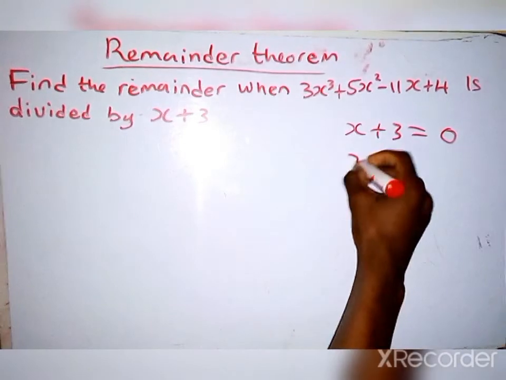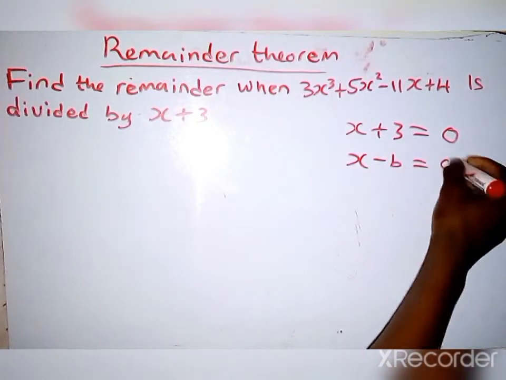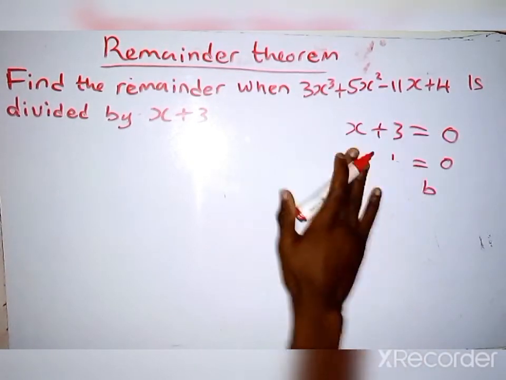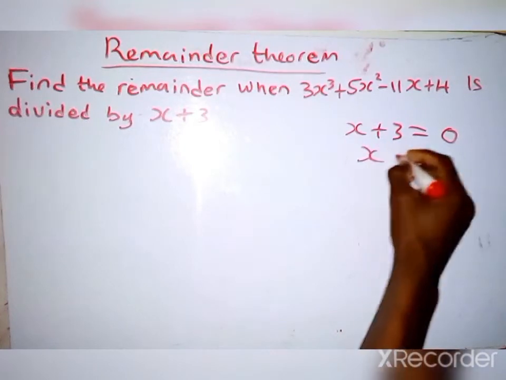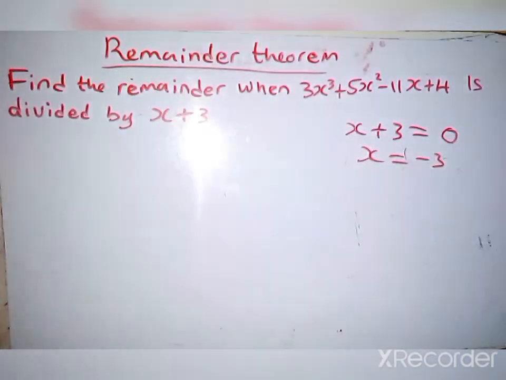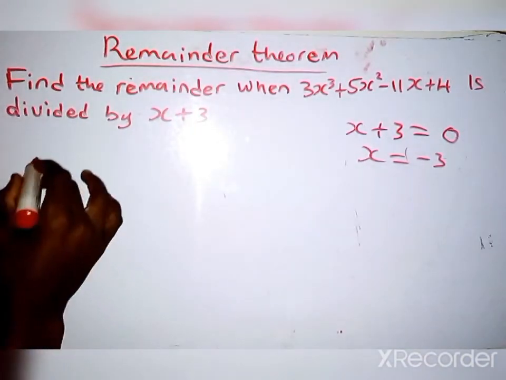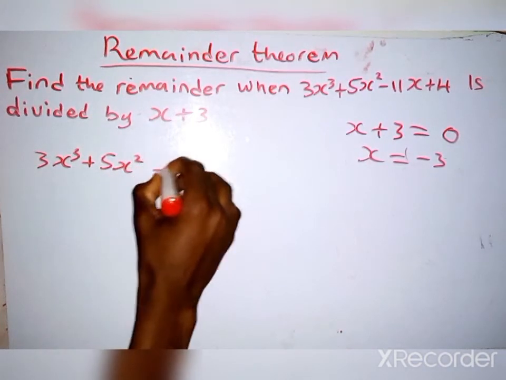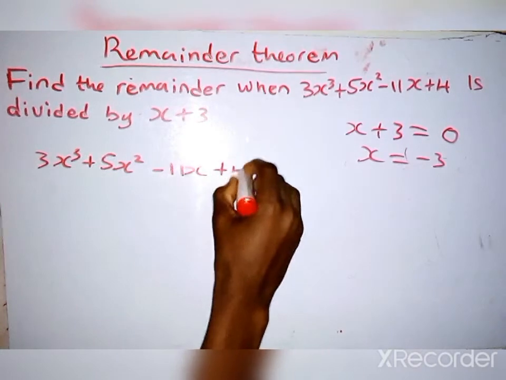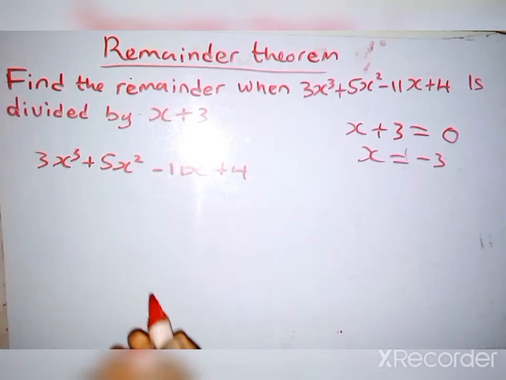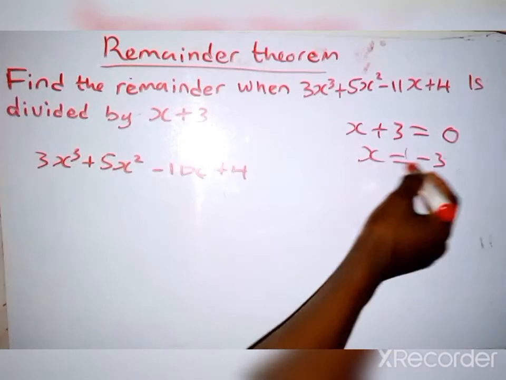From the derivation, we have x minus b equal to 0, so x equals b. We do the same thing here, and x will now be equal to minus 3. So any place you see x in this equation, you put minus 3. We write the equation 3x raised to power 3 plus 5x squared minus 11x plus 4, and any place we see x, we insert minus 3.